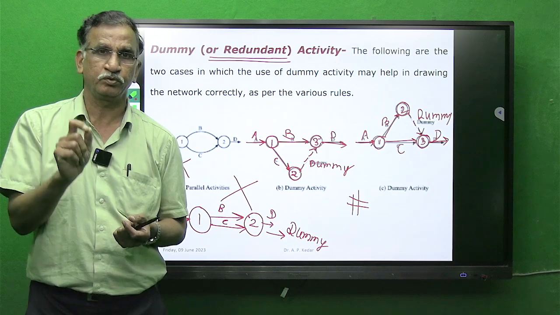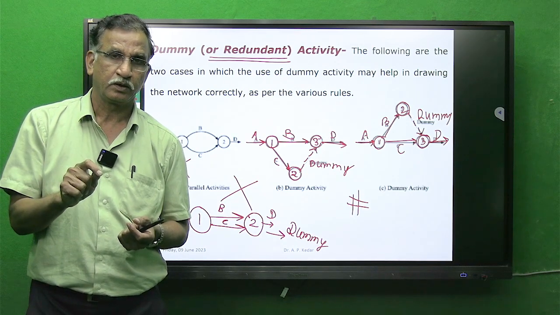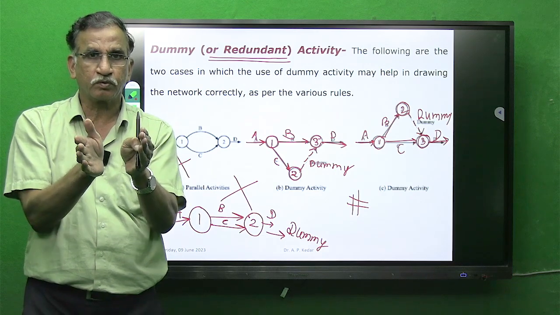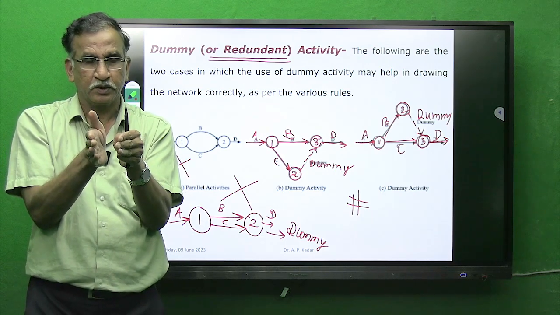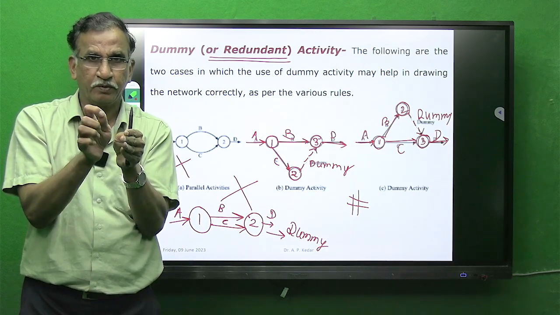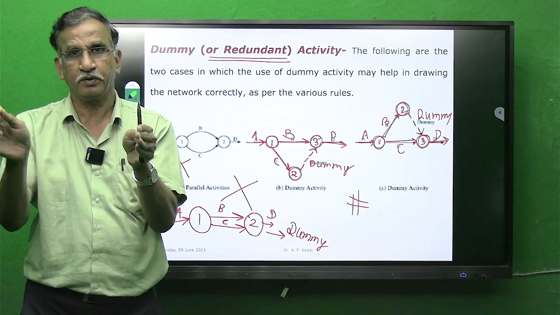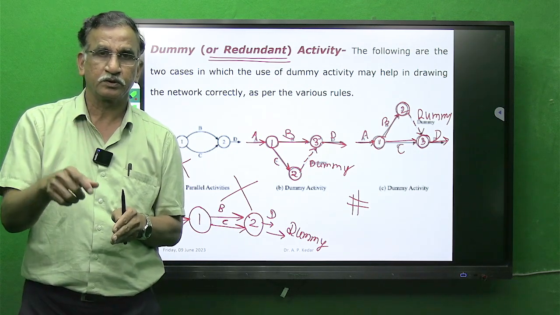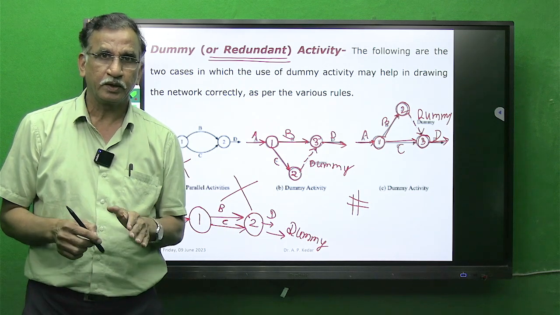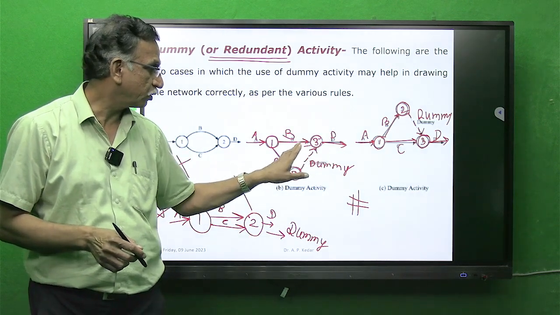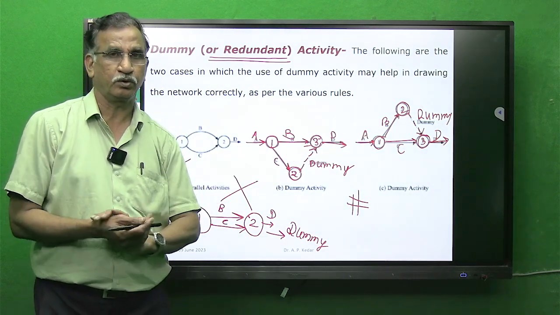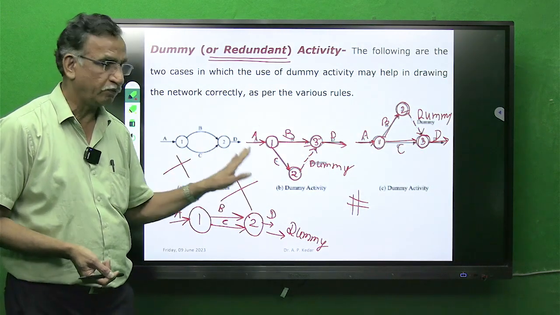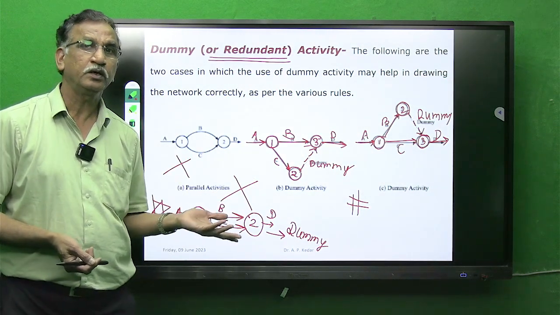So a dummy is to be used only when we cannot show the situation of two parallel activities starting from the same event and ending in the same event. In that situation, use a dummy to represent either of the activities by a dotted line. Again, I will explain this concept in the numerical.